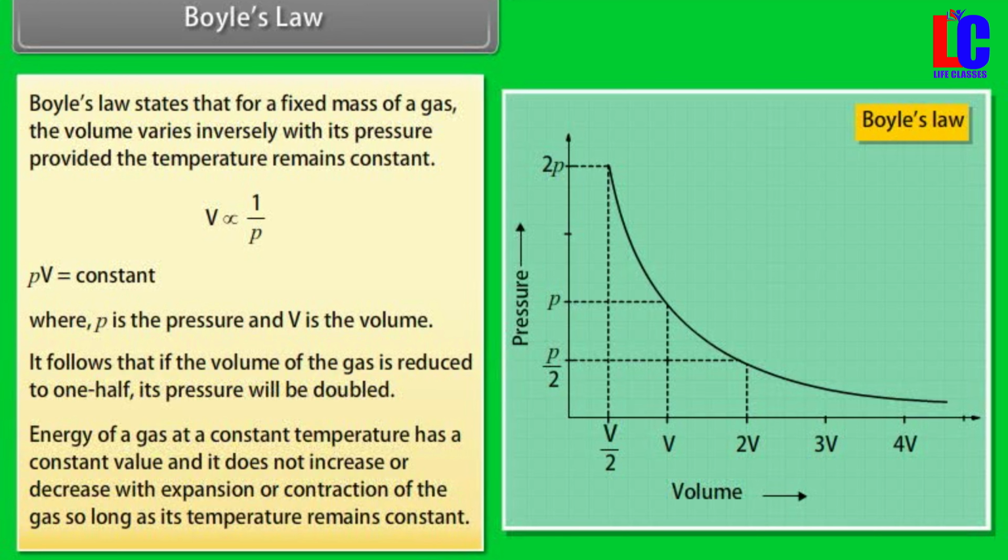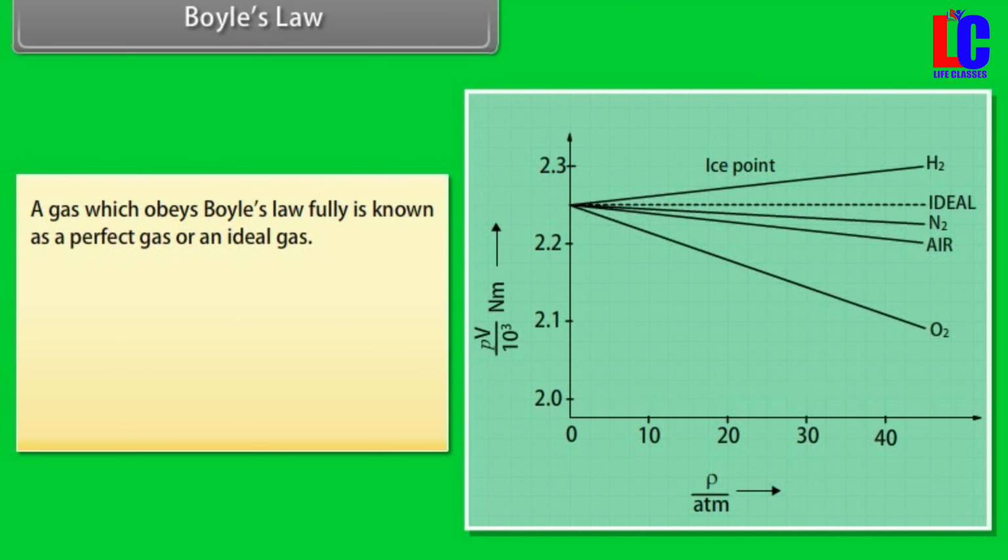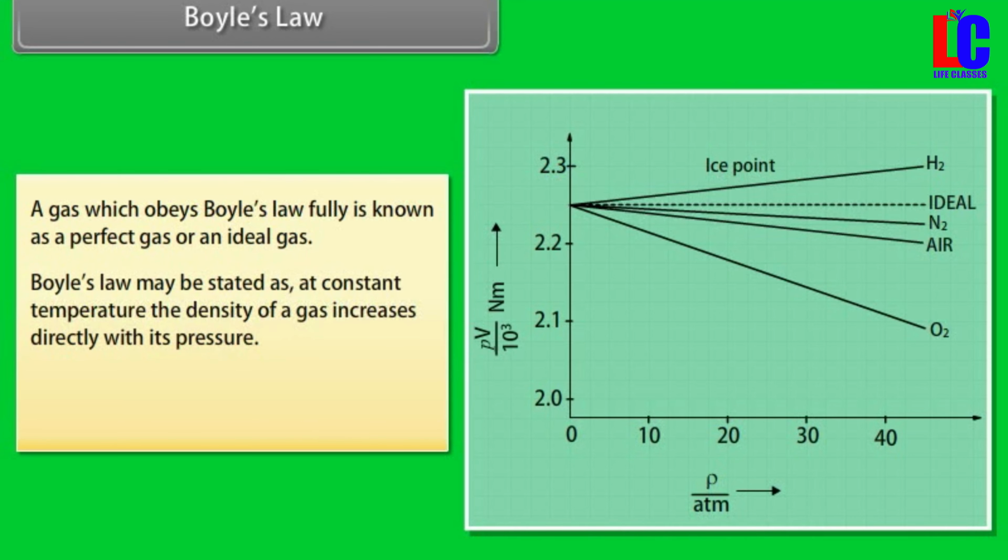The energy of a gas at a constant temperature has a constant value and it does not increase or decrease with expansion or contraction of the gas so long as its temperature remains constant. A gas which obeys Boyle's law fully is known as a perfect gas or an ideal gas. Boyle's law may be stated as: at constant temperature, the density of a gas increases directly with its pressure. P/ρ = constant.